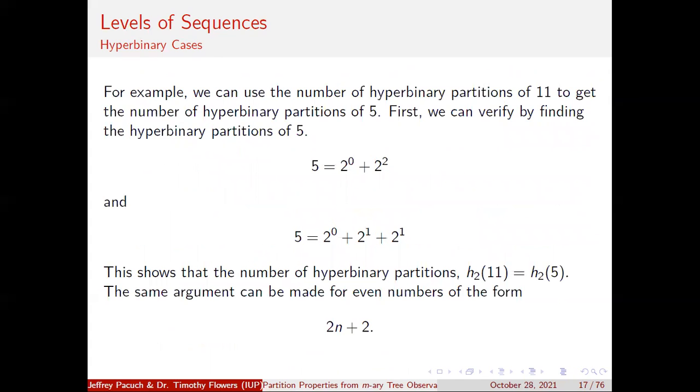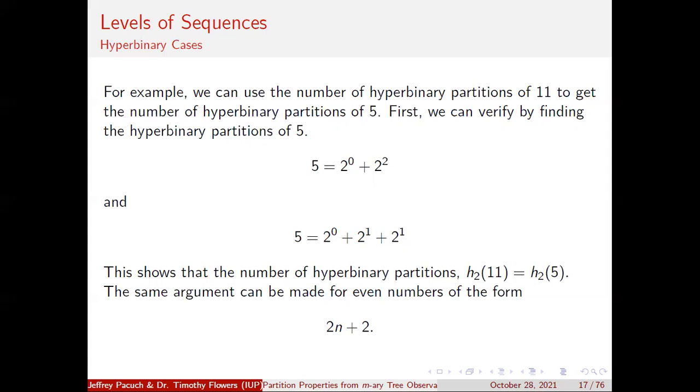If I illustrate this in an example, recall that I had the hyperbinary partitions of integer 11 before. We found that there are 2 ways. So by the theorem, 2 times 5 plus 1, the hyperbinary partitions of 5 should be the same as the hyperbinary partitions of 11. I listed them on the screen: 2 to the 0, to the second, to the 0, to the first, where each power occurs at most 2 times. We see there are only 2 ways to represent integer 5 as powers of 2, occurring at most twice. And it's the same as the hyperbinary partitions of 11.